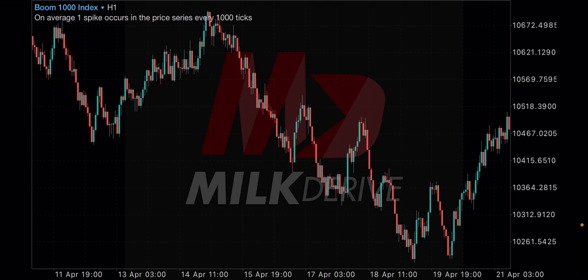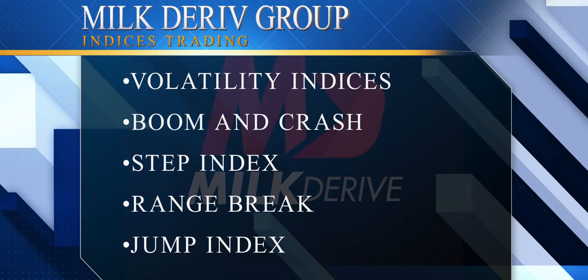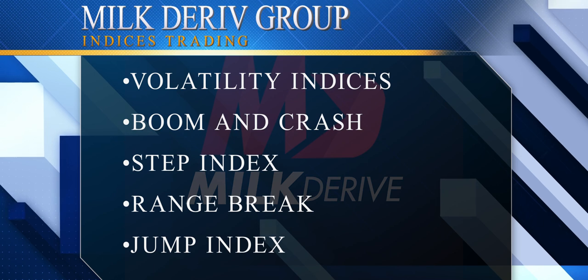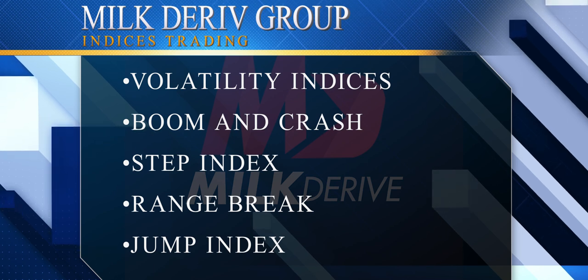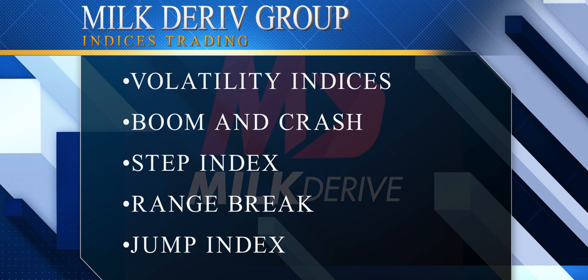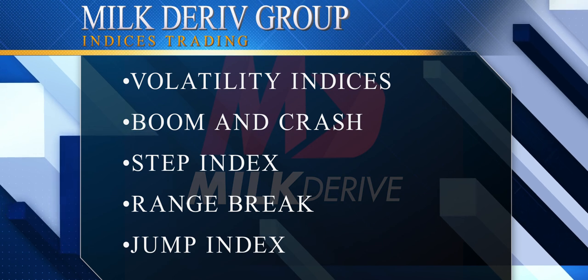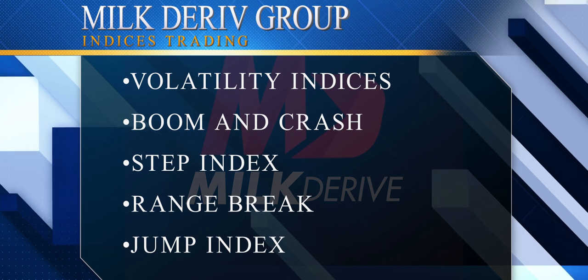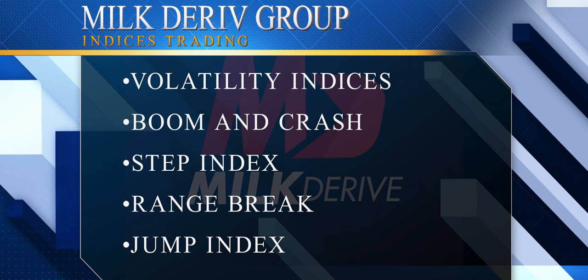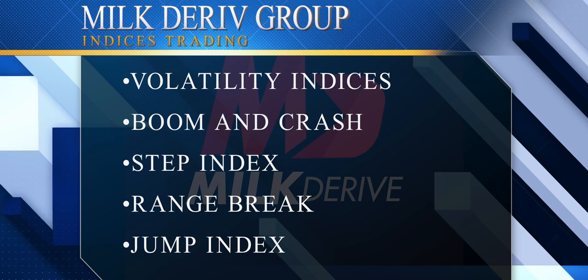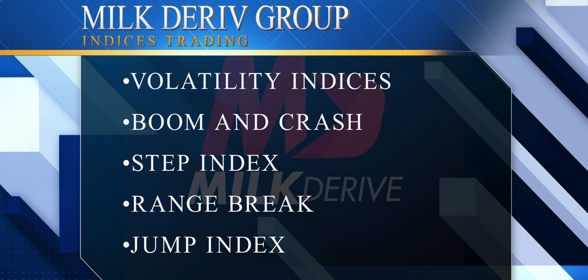Then for indices, I would say it's divided into five groups of things you can trade. You can trade the volatility indices, which is the most popular among them. You can trade the range break indices, the step index indices, the one that was just introduced by Deriv, the jump indices, and then you can trade the boom and crash indices. Remember that all these indices are only available for Deriv broker. You cannot use another broker to trade any of these indices.